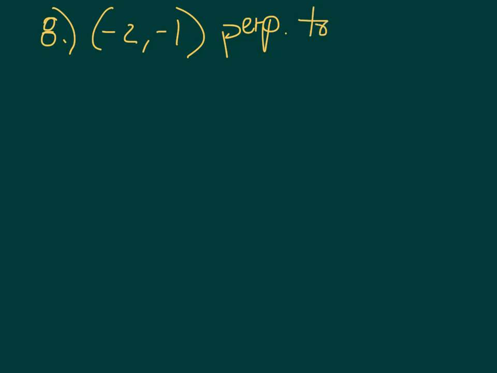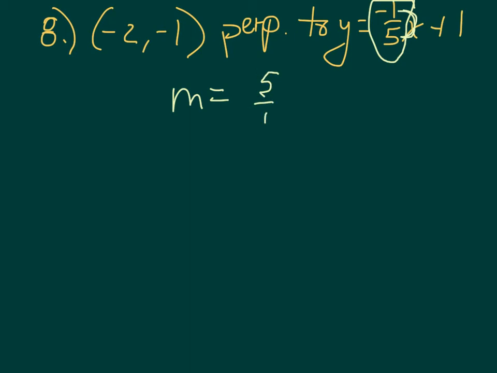Let's look at 8. 8 says through negative 2, negative 1, and it's perpendicular to y equals negative 1 over 5x plus 1. So I immediately look at my slope on this one as negative 1/5. I know that it's perpendicular, so the slope that I'm looking for on my line is 5 over 1, flipped. I notice that it's a negative, so now this becomes positive. So technically the slope over here is just positive 5.